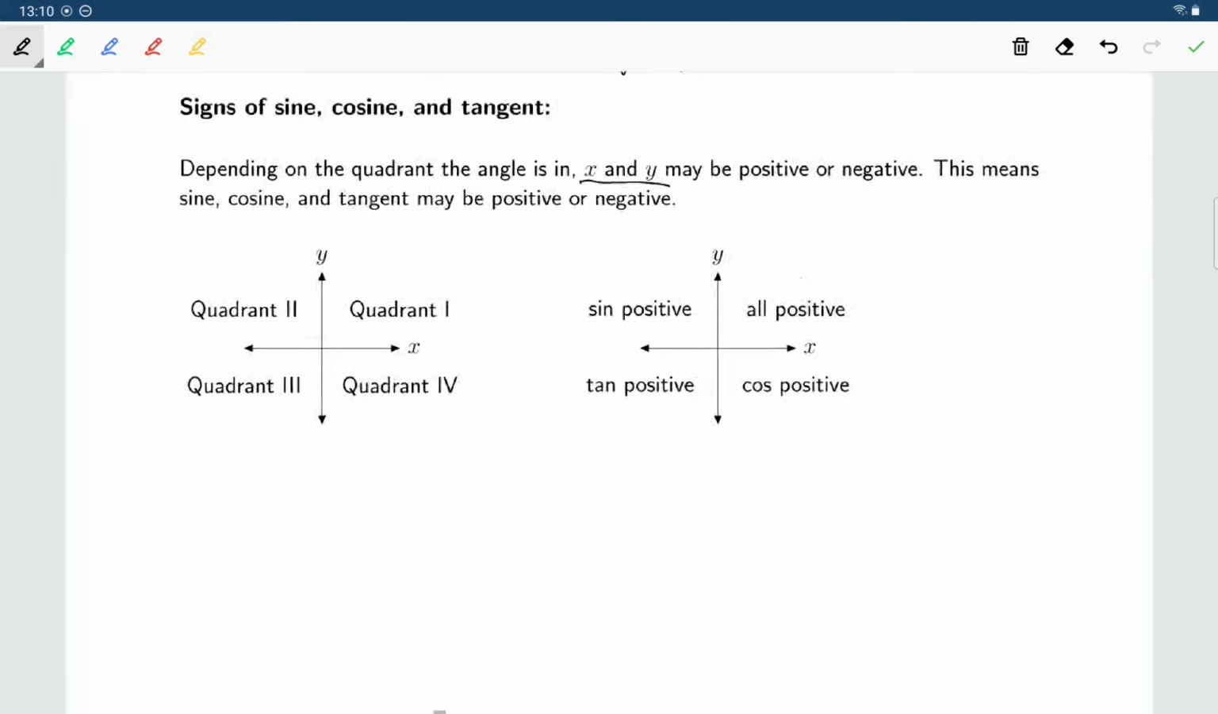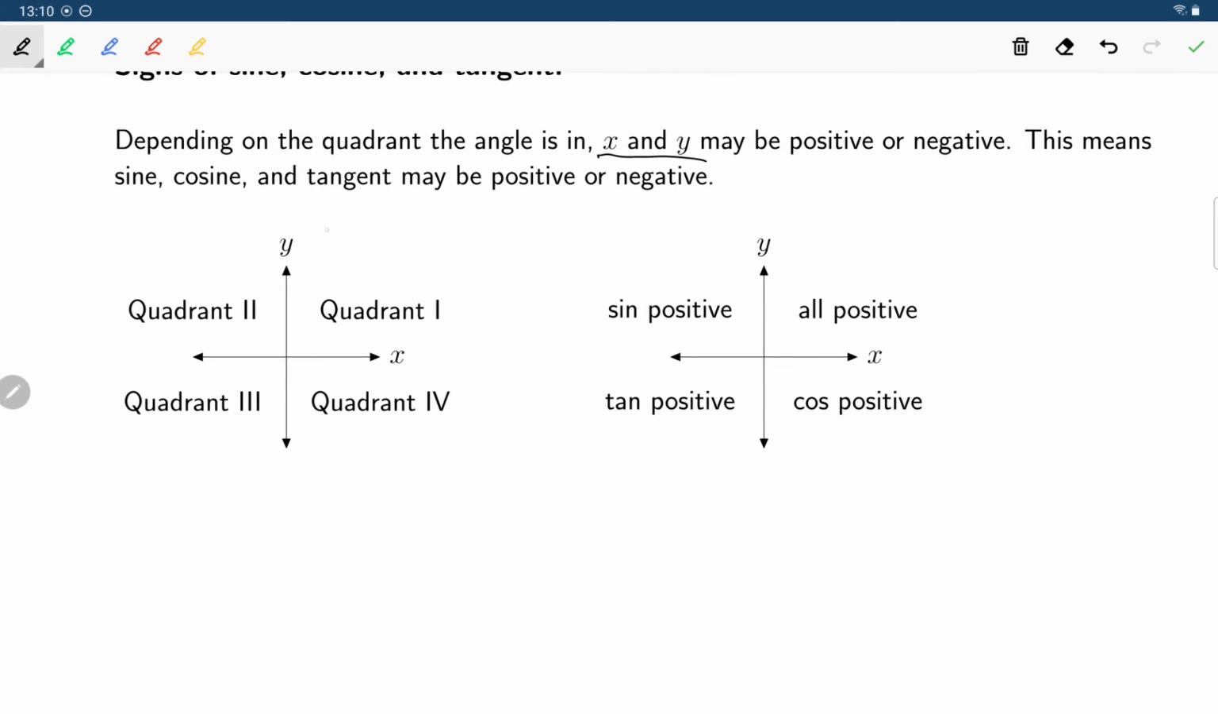So if we're thinking about quadrant 1, for example, in that quadrant the x-coordinate would be positive, the y-coordinate would be positive, and we know that r itself is positive. So no matter which trig function we're looking at, whether it's sine, y over r, cosine, x over r, or tangent, y over x, this would all be a positive number over a positive number. So all of these trig functions would be positive in quadrant 1.